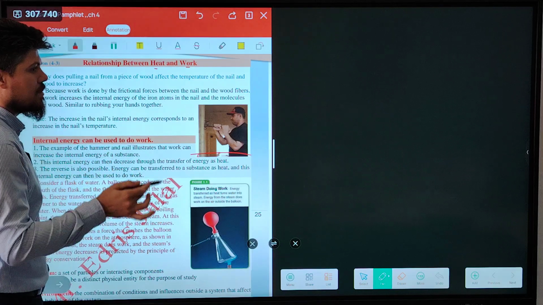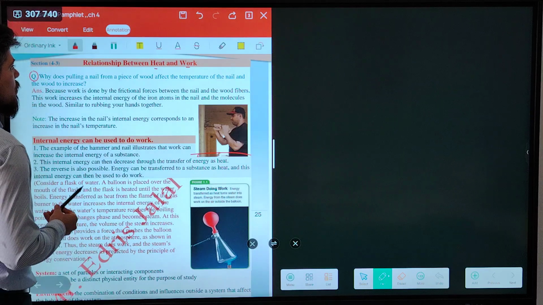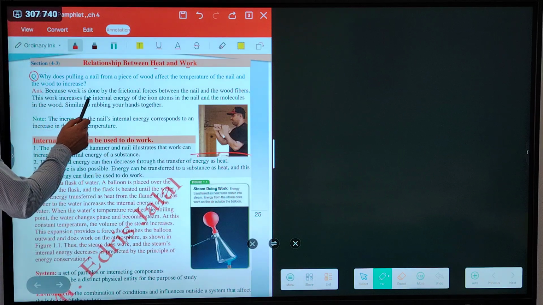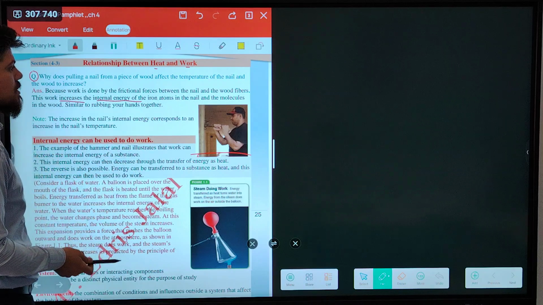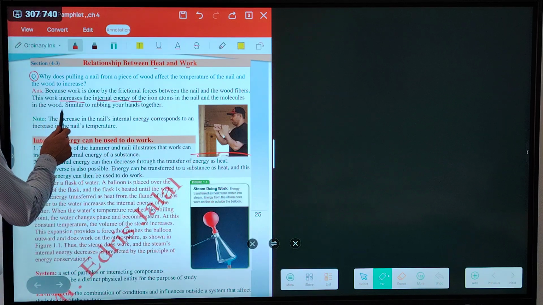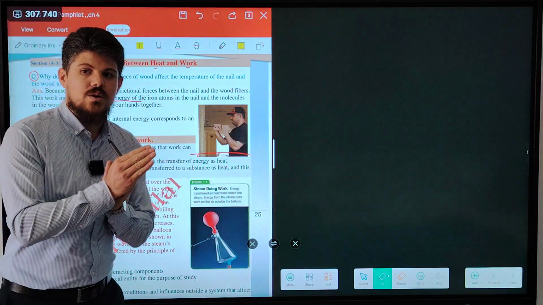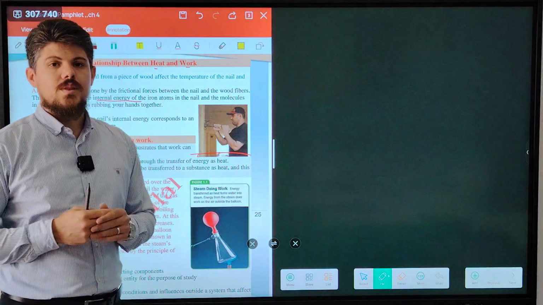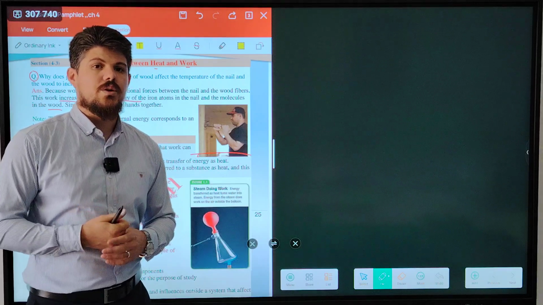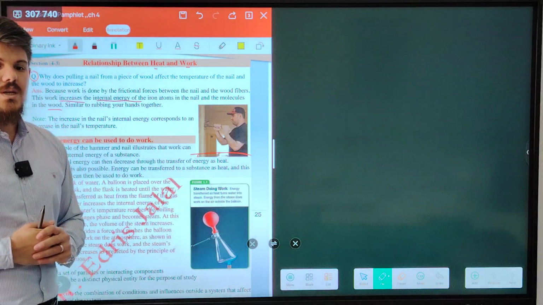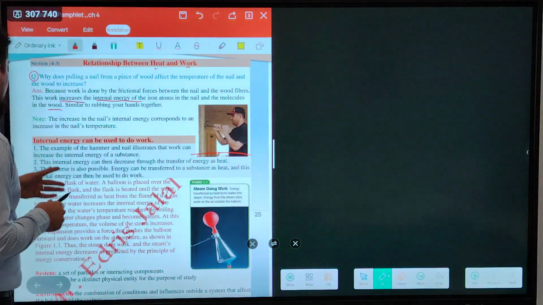The work is done by what? By the frictional force. Between what? Between the nail and the wood. Okay. So this work increases what? This work increases the internal energy of the iron atoms in the nail and the molecules in the wood. Similar to rubbing your hands together. When you're rubbing your hands together, this frictional force goes to increase the internal energy and the work is done. So in this case, when the internal energy increases, the temperature also increases.